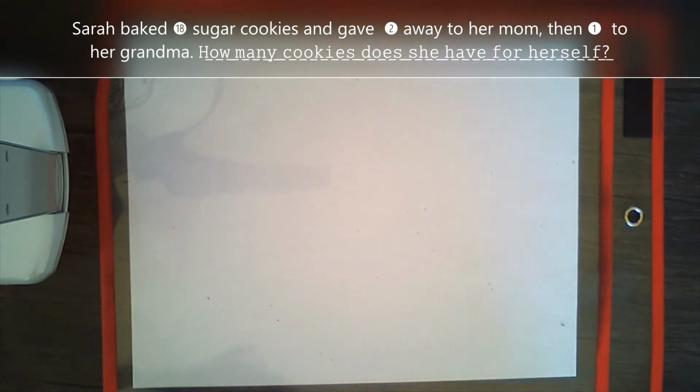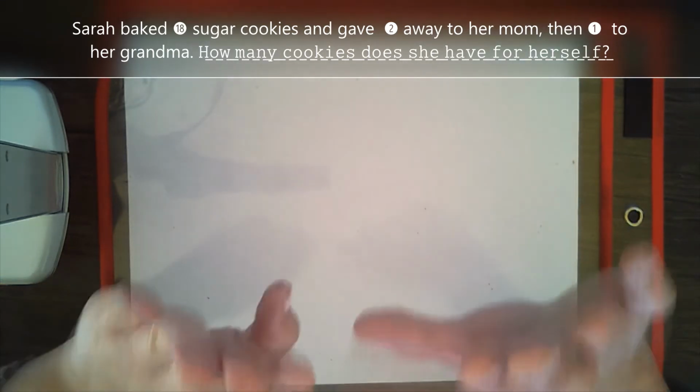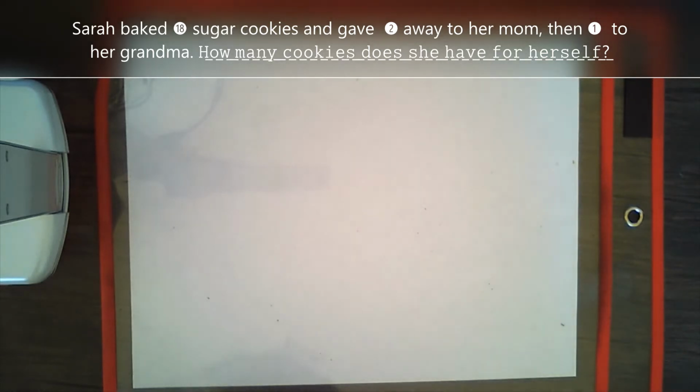Sarah baked 18 sugar cookies. Already that's an important number. And gave away 2 to her mom and then 1 to her grandma. 2 important numbers there. How many cookies does she have for herself? Alrighty, my friends. So it sounds to me like she did some giving away. So when we think about giving away, that often tells us there's probably going to be subtraction. When you give away, you're reducing the amount you have. So giving away probably tells us it's going to be subtraction, okay?